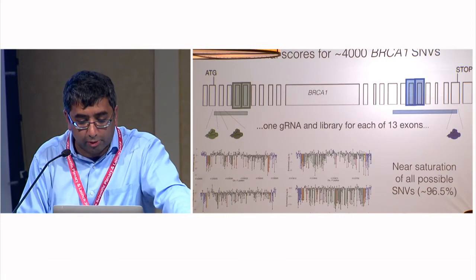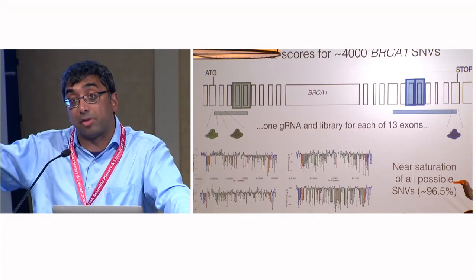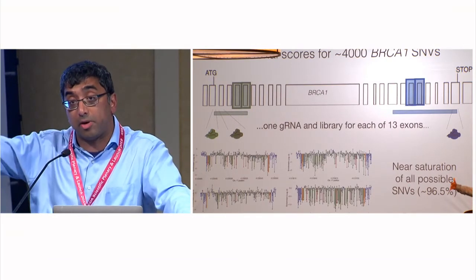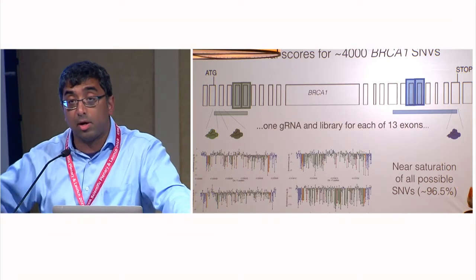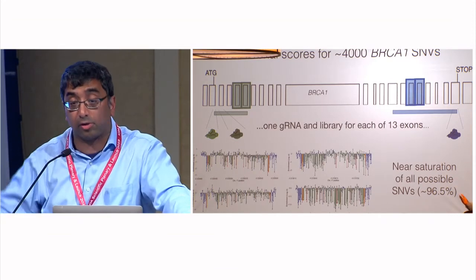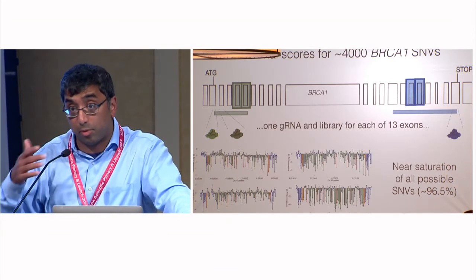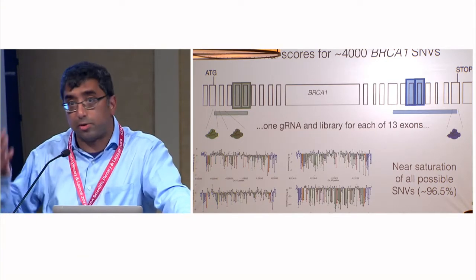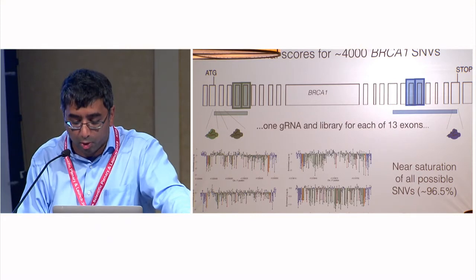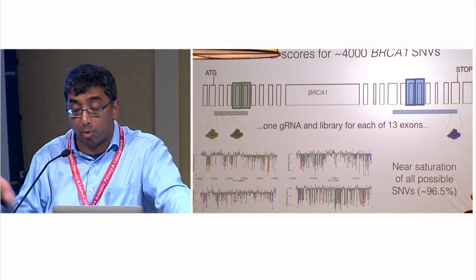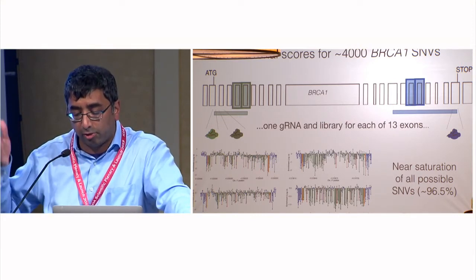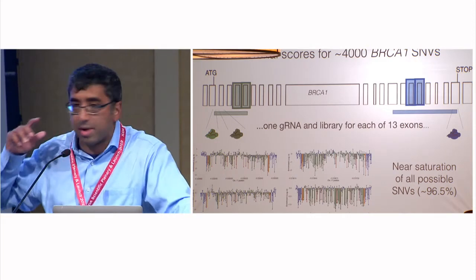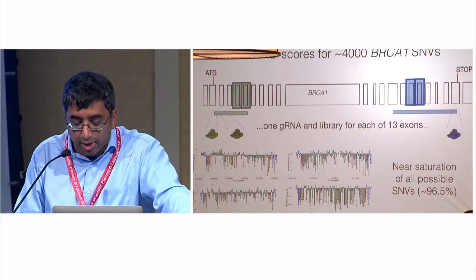And I won't go through all the details of how we do this, but basically it's a survival assay where we introduce many variants at once into a given exon. We see which cells die and which cells live, and from that we can compute scores. And then we can look at whether these scores actually correlate with what we know clinically to be the case for a small number of these variants. And importantly, this is saturation, right? So it's near saturation. We're hitting about 97% of all possible SNVs.